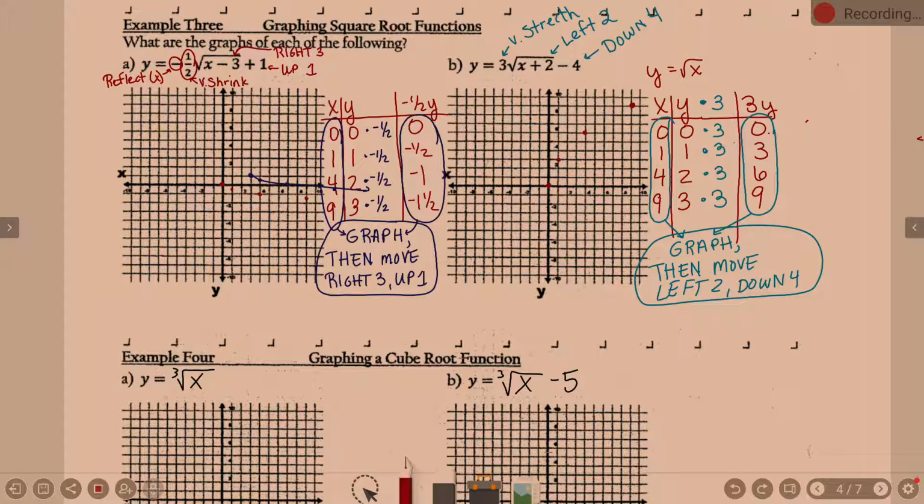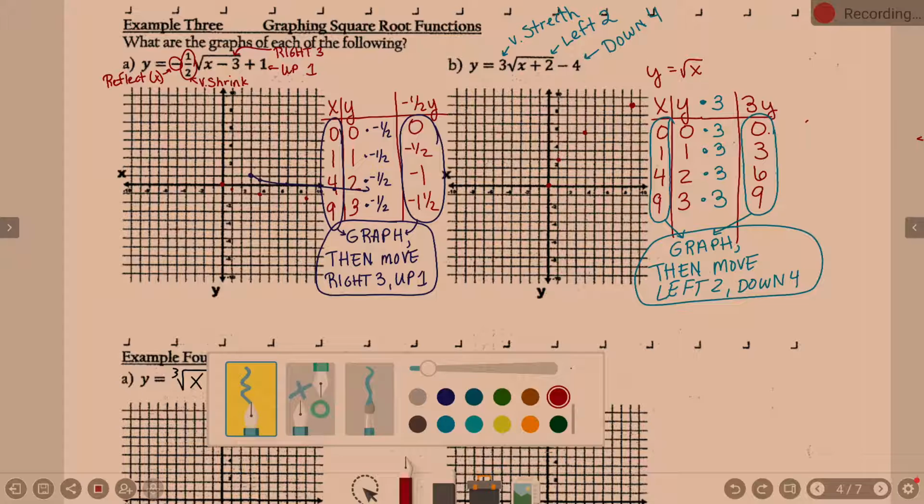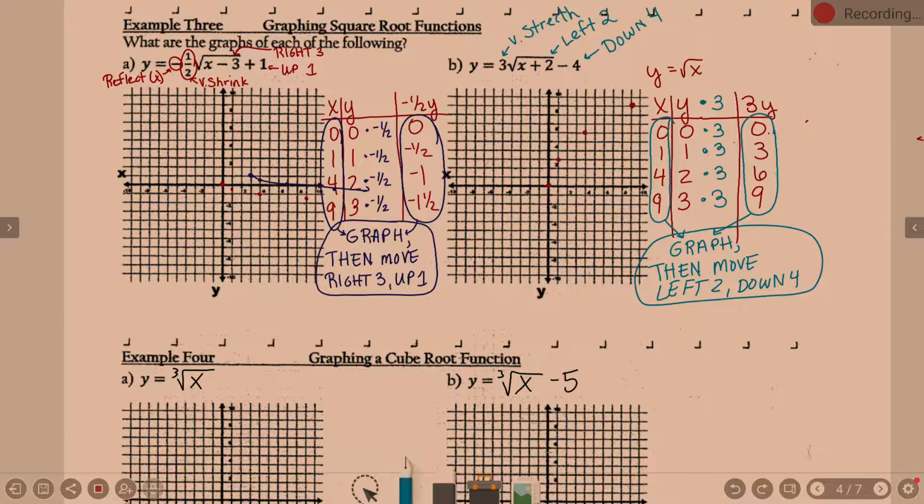Okay. The red points represented that stretch of 3. What are we going to do with those dots if you haven't already done it? We're going to move them. So every dot I just did, 0, 0, I'm going to go left 2, down 4. And these blue dots are going to be my final answer. My 1, 3, I'm going to go left 2, down 4. Looks like I end up at -1, -1 there.